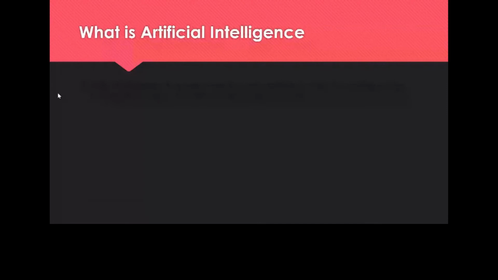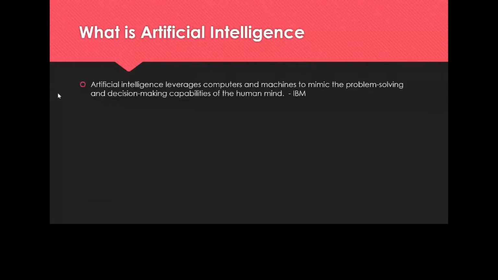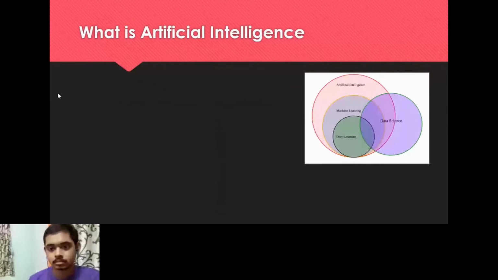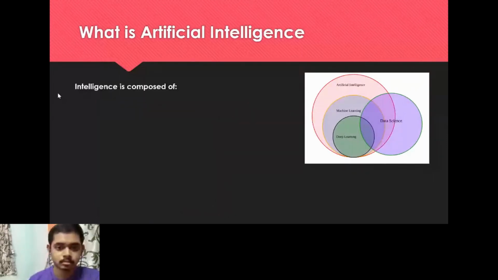Now, we have to understand the second part, which is artificial intelligence. IBM defines artificial intelligence as leveraging computers and machines to mimic the problem-solving and decision-making capabilities of the human mind. Artificial intelligence can be understood as a superset of machine learning, where in machine learning we are only learning and applying these new algorithms, but artificial intelligence goes a step further and reinforces and invents itself to be better and improve over time.